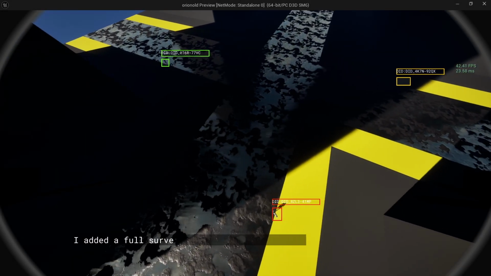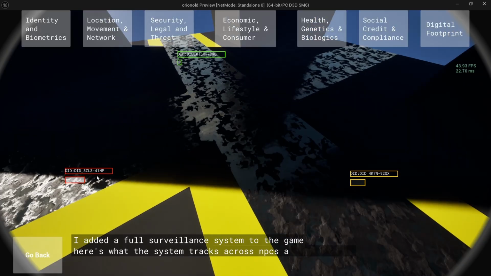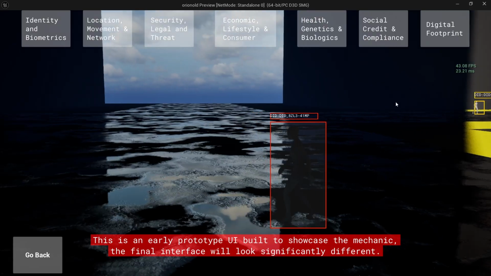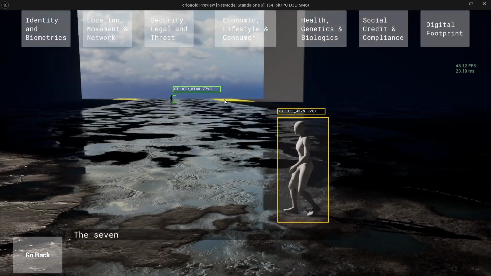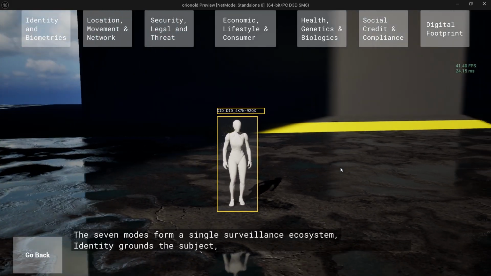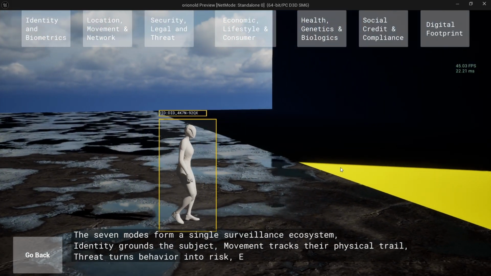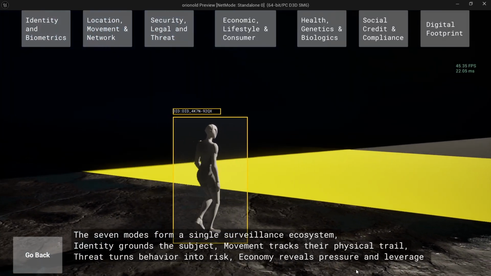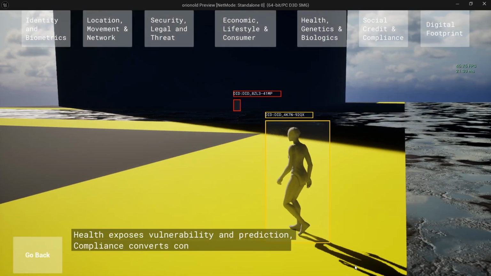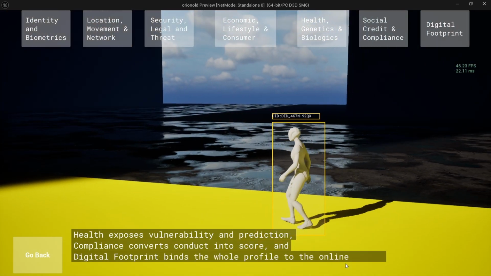I added a full surveillance system to the game. Here's what the system tracks across NPCs and the player. The 7 modes form a single surveillance ecosystem. Identity grounds the subject, movement tracks their physical trail, threat turns behavior into risk, economy reveals pressure and leverage, health exposes vulnerability and prediction, compliance converts conduct into score, and digital footprint binds the whole profile to the online world.